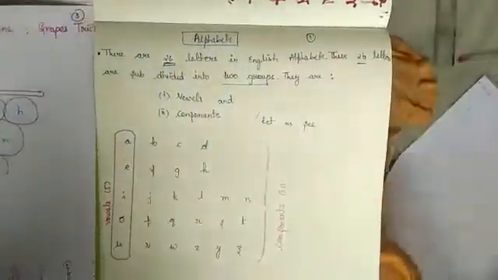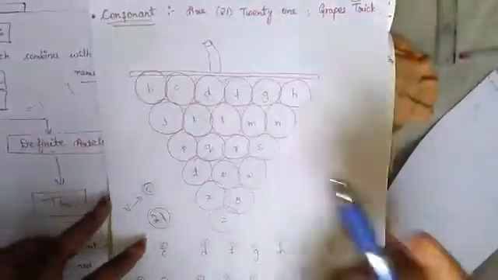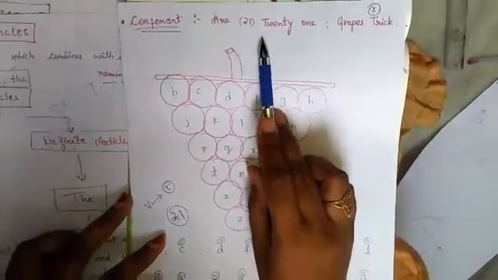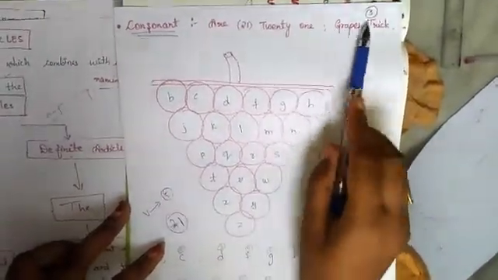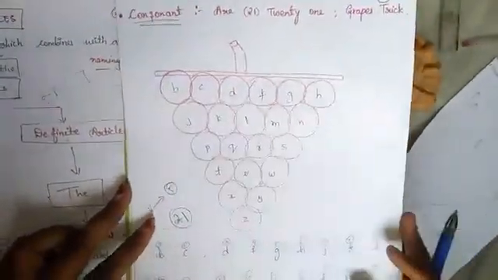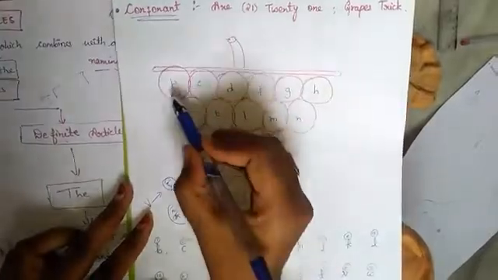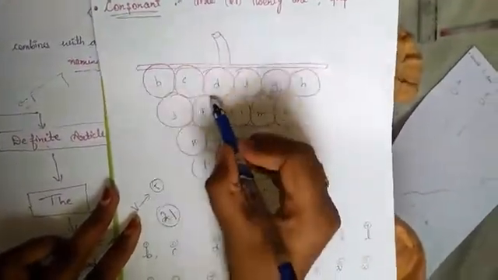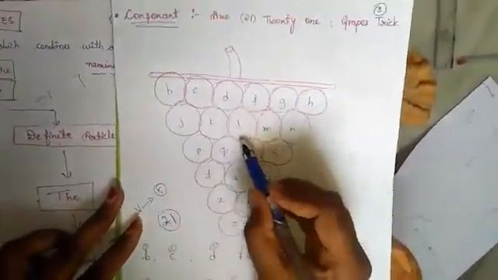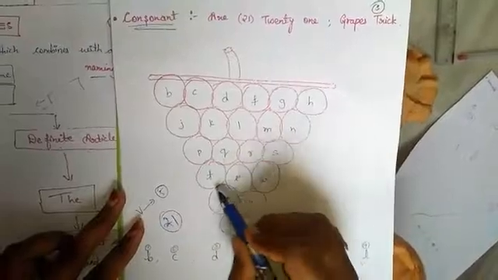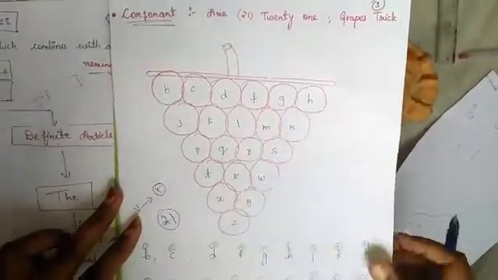So this gives rise to the consonants. So here you can see consonants are 21. So this 21 is a grape technique. You can see here the grapes, how sweetly it's looking. So once you can read this: B, C, D, F, G, H, J, K, L, M, N, P, Q, R, S, T, V, W, X, Y, Z.